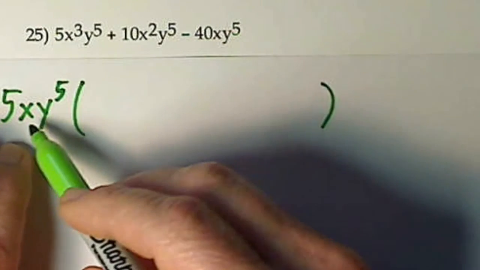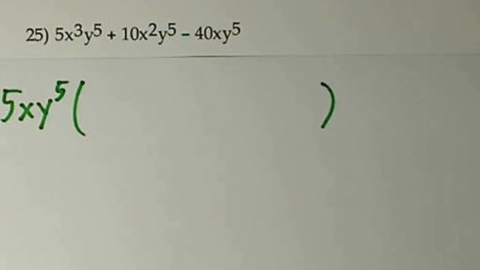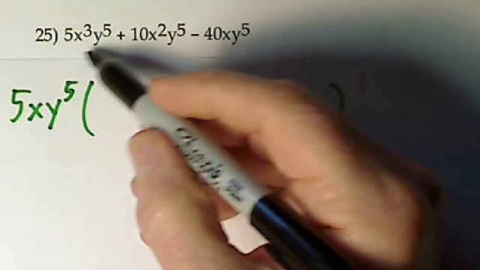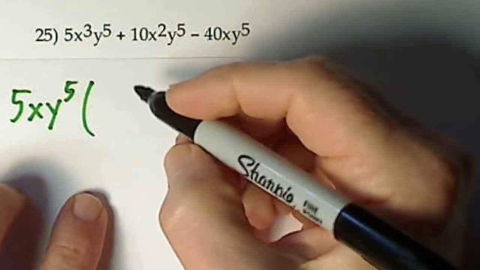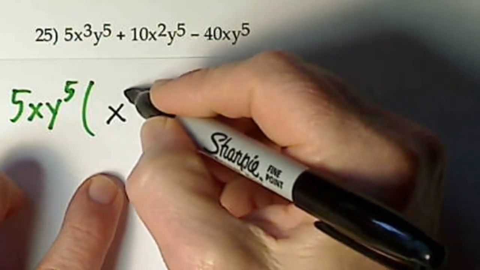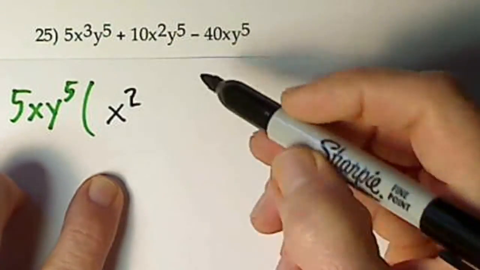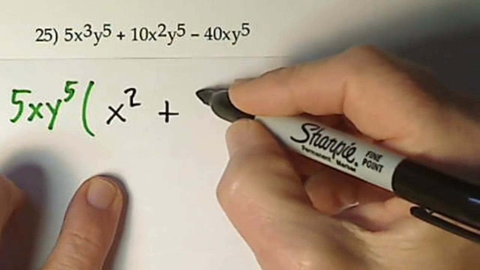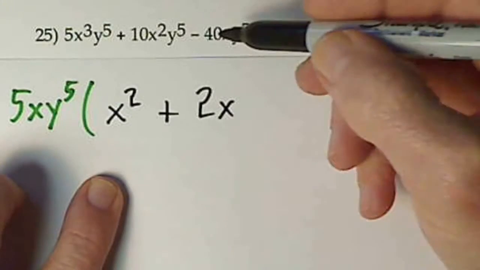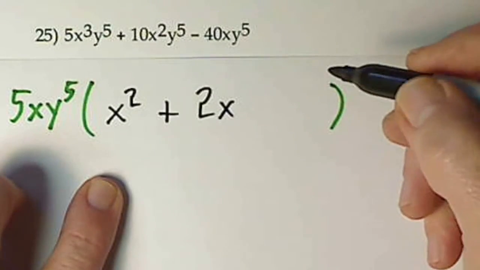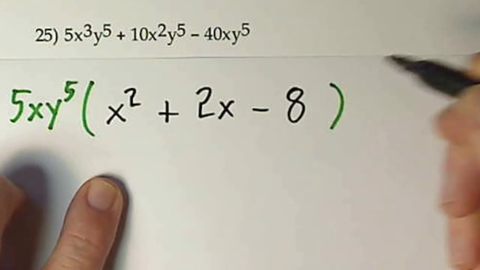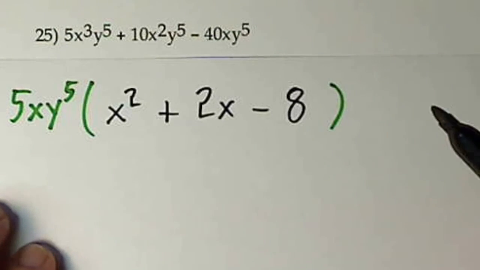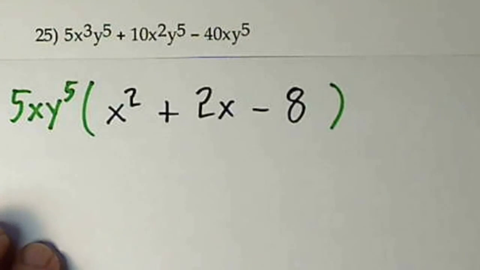And perhaps I should have put y to the 5th x, but we'll just go with the way I've written it. Alright, if I factor that out of each term, for the first term I'll be left with just an x squared. For the next term I'll be left with 2x, and for our last term I'll be left with negative 8.